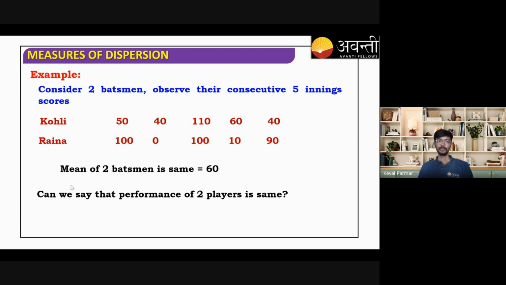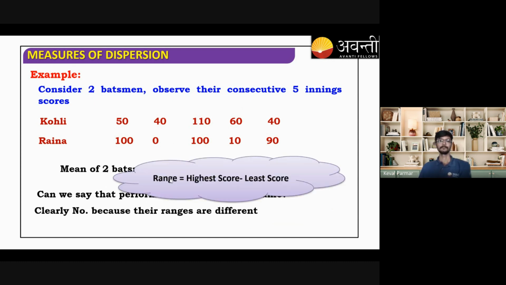Please read this question. Can we say that the performance of the two players is the same? No, because their ranges are different. Same thing I told you. Kohli's range is from 40 to 110, a small range. Raina's range is from 0 to 100, a big range. Same thing I told you, range is highest minus least.